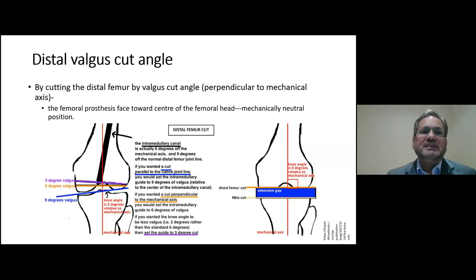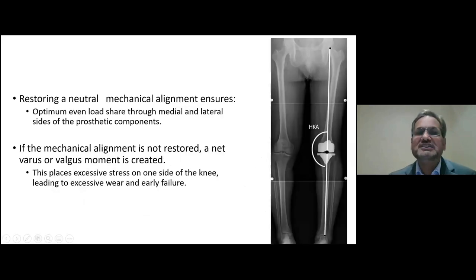Because it has to be mechanically neutral, or perpendicular to the mechanical axis of the femur, not the anatomical axis. Okay, that's what we want to achieve. There's your neutral; we need to restore the neutral mechanical axis of the limb by our cuts or our tissue balancing. The idea basically is that the load should transmit from the medial and lateral side equally. If it's a varus or valgus, it can cause an excessive amount of load going on one side, and it can cause wear of the polyethylene.